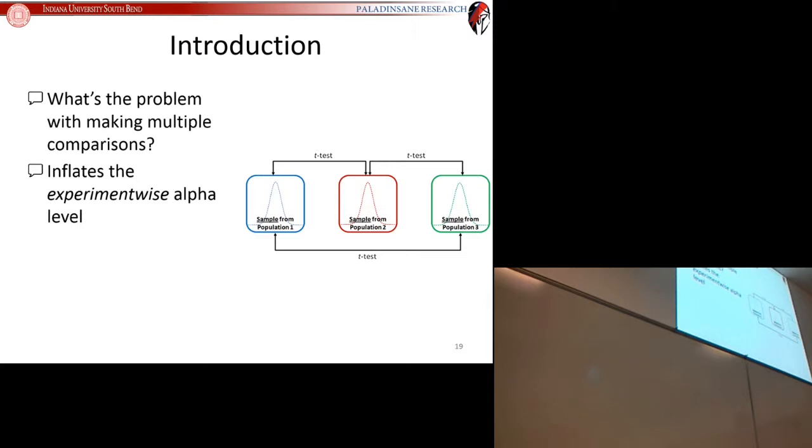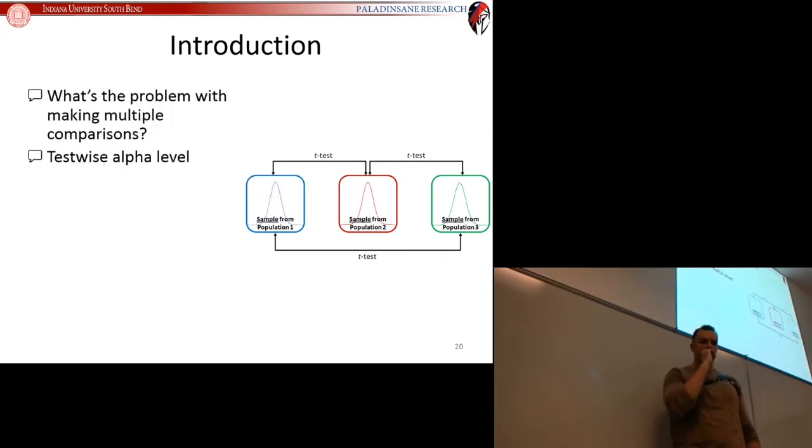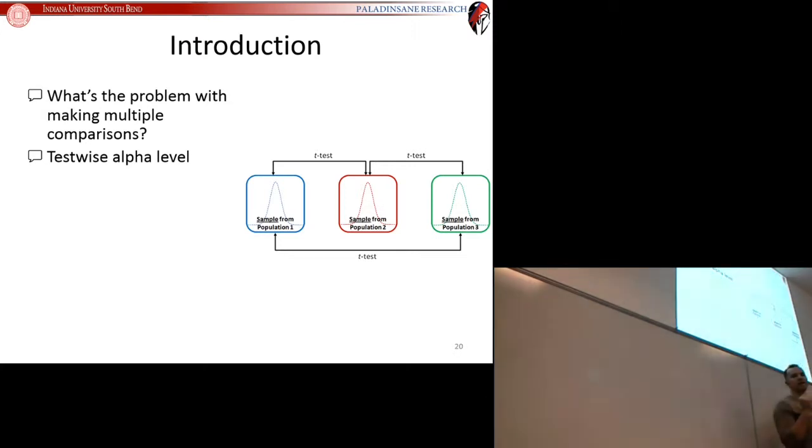Well, the problem is that it inflates your experiment-wise alpha level. So the alpha level that we chose, that's a very special number. That is the probability that you are willing to find an effect even when there is no effect there. It is your willingness, how risky you are allowing yourself to be, that you might make an error and say that there is a difference when in fact there isn't a difference.